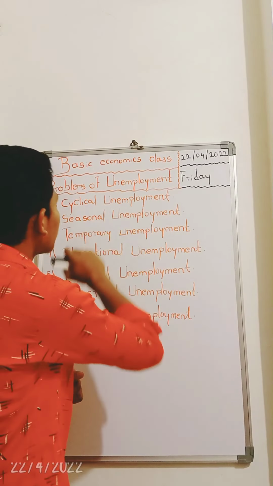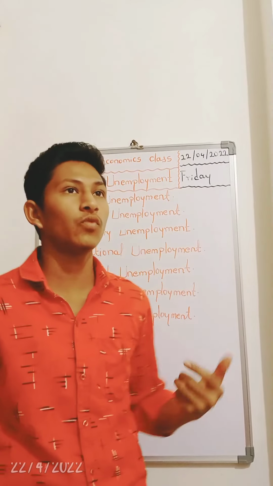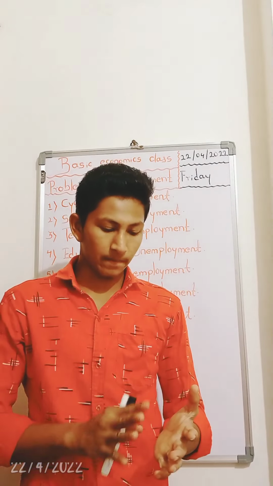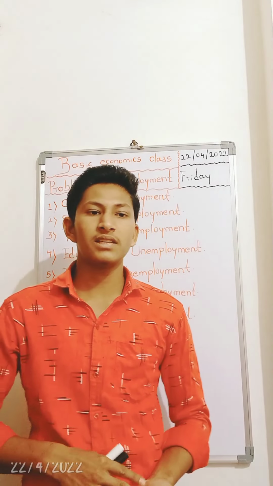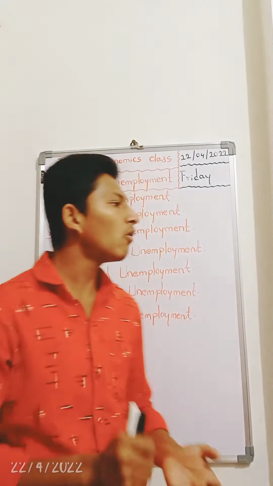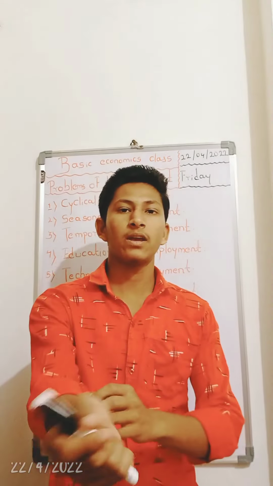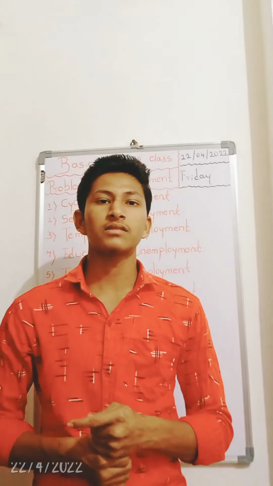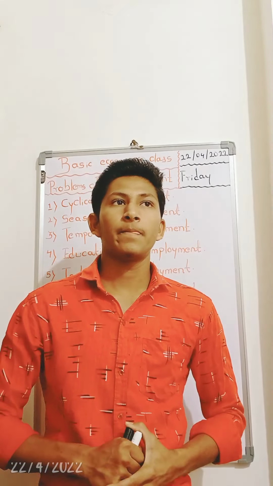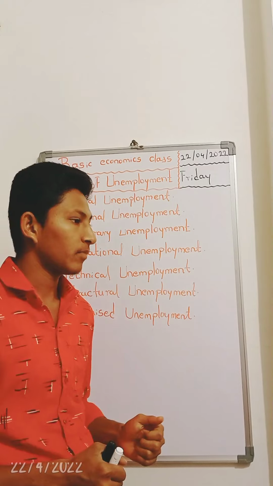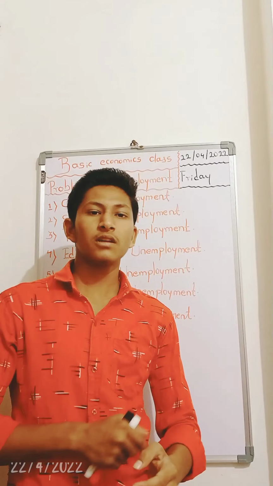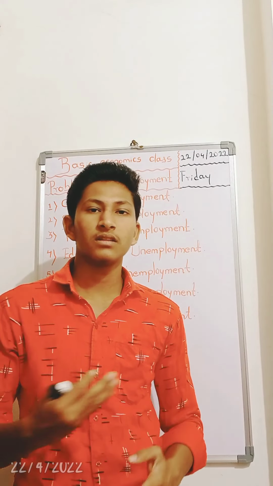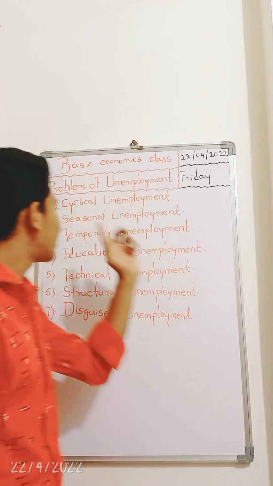Now, seasonal unemployment. Seasonal unemployment is when one loses his job due to the end of the season. When the season ends, he will lose his job. I will give you an example of sugarcane cutters. Their job is to cut the sugarcanes, and they are called sugarcane cutters in English. When the season ends, they will lose their job. That is what we call seasonal unemployment.